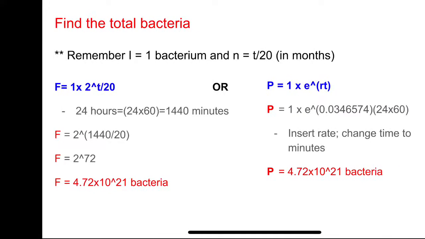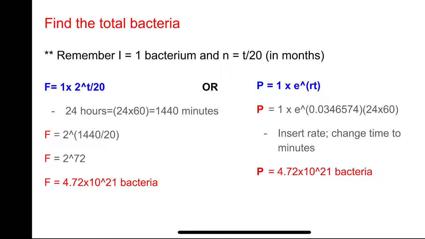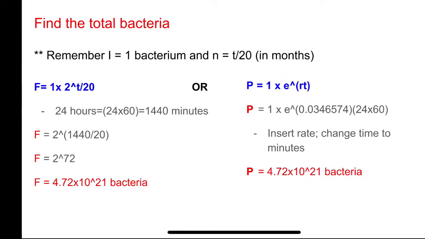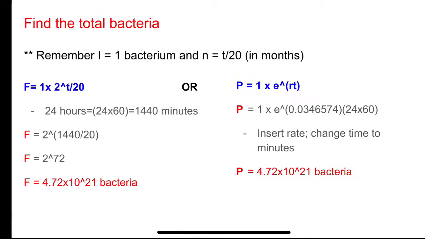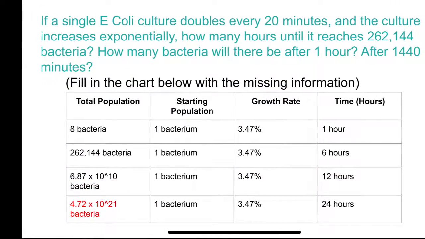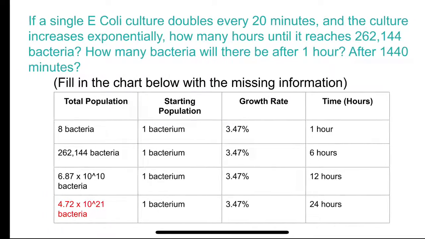Or instead, we can insert our growth rate and 1,440 onto the other equation as e to the power of 0.034657 times 1,440 and get an estimated answer of 4.72 times 10 to the power of 21. Once we fill in that last number, assuming that you filled in as we went along, we can now see that the table is complete.